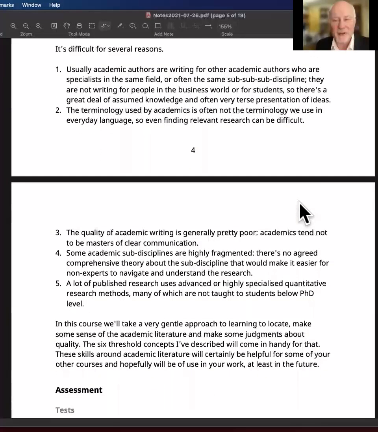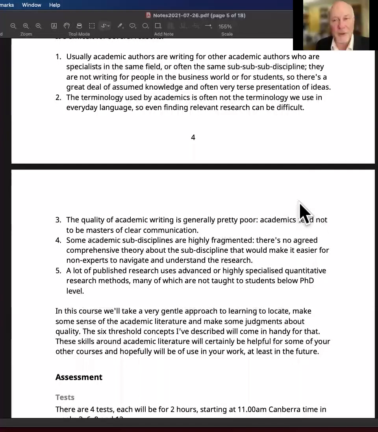A lot of academics, not all of them, but a lot of them, are just not very good at writing clearly. Even if you take away all the jargon and so on, their writing skills are actually not that great. And there are a few other problems.